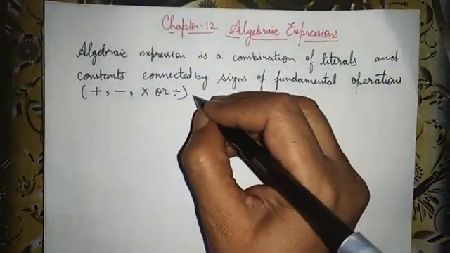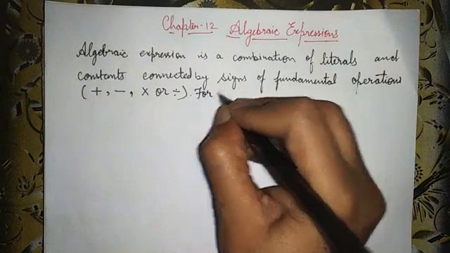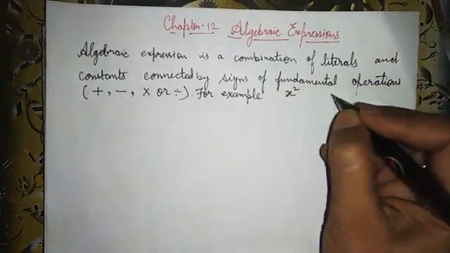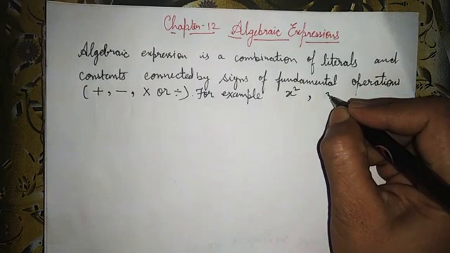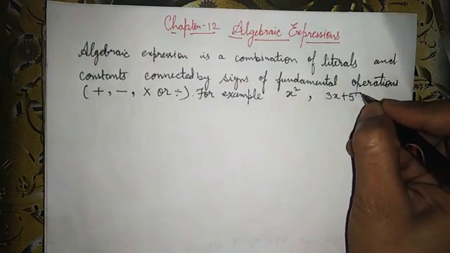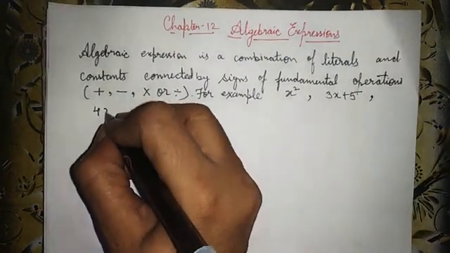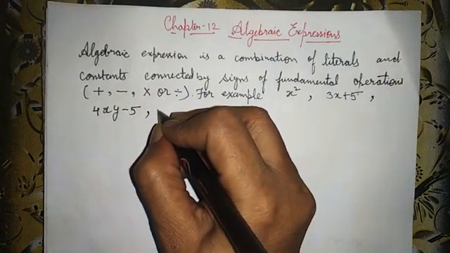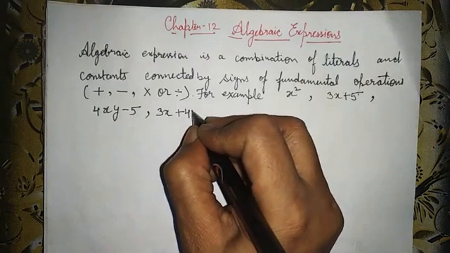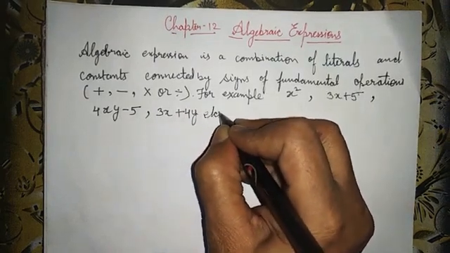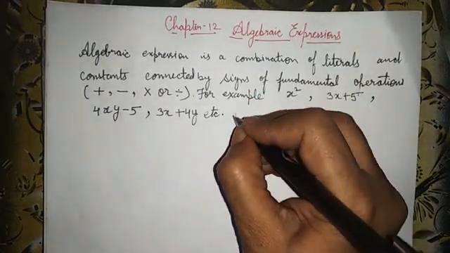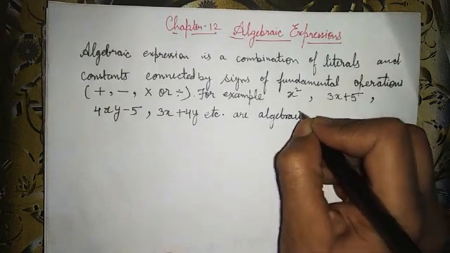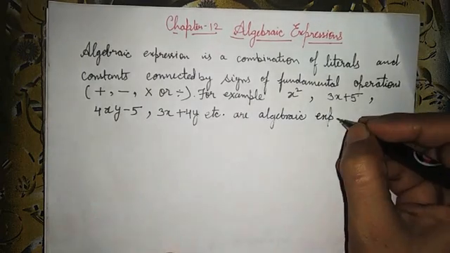Okay, some examples I am giving you. For example, x square, 3x plus 5, 4xy minus 5 and 3x plus 4y, etc. are algebraic expressions.